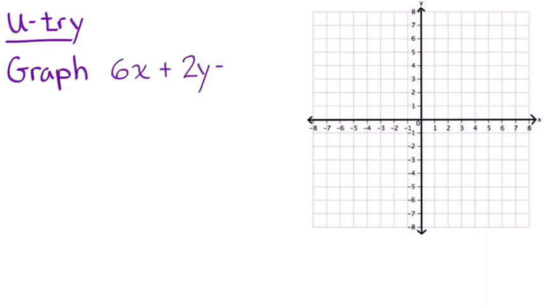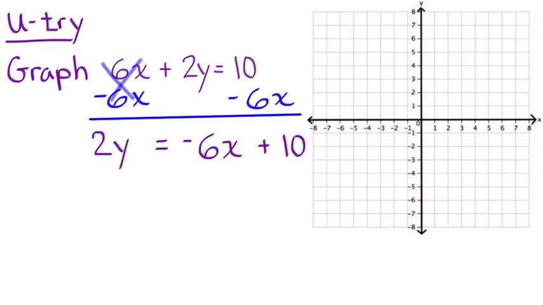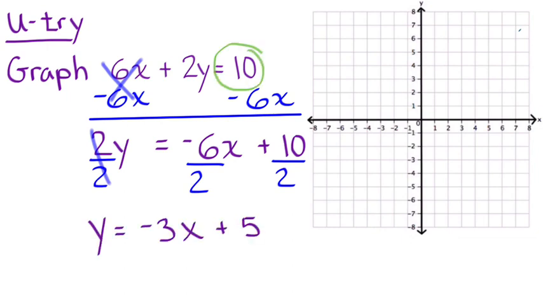Go ahead and give this one a whirl. Pause the video and then check your solutions. Okay, so now on this one, honestly, I would just use x and y intercepts because it's so much faster. But if I go ahead and solve this way, I'd get my +5, and I'd go down 3 and over 1, down 3 and over 1, down 3 and over 1, and check it.